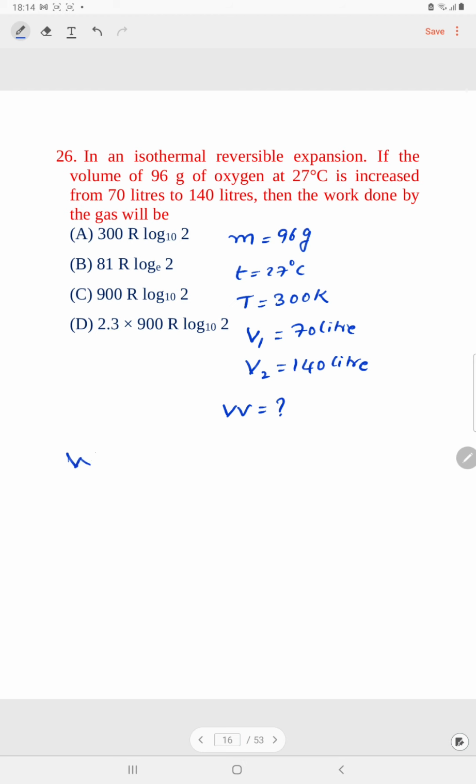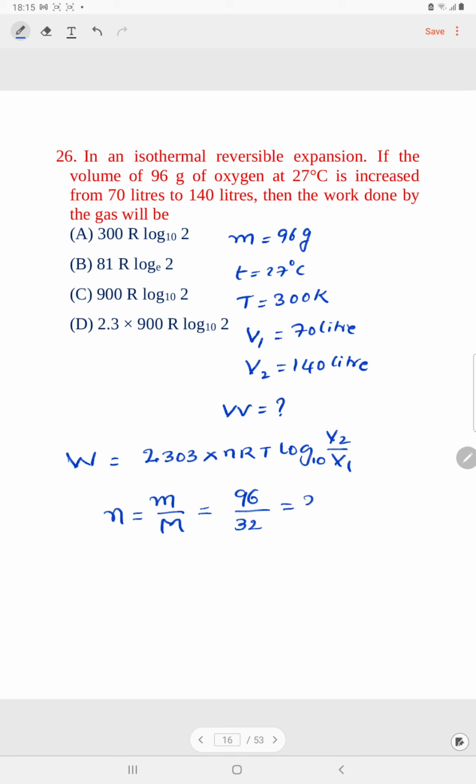That's why the expression for isothermal process work done is W equals 2.303 into nRT log V2 divided by V1 to the base 10. But students, number of moles we don't know. There is a formula for number of moles, that is dividing the mass of the gas by its molecular weight. What is mass here? 96. What is the molecular weight of oxygen? 32. So number of moles is 3.